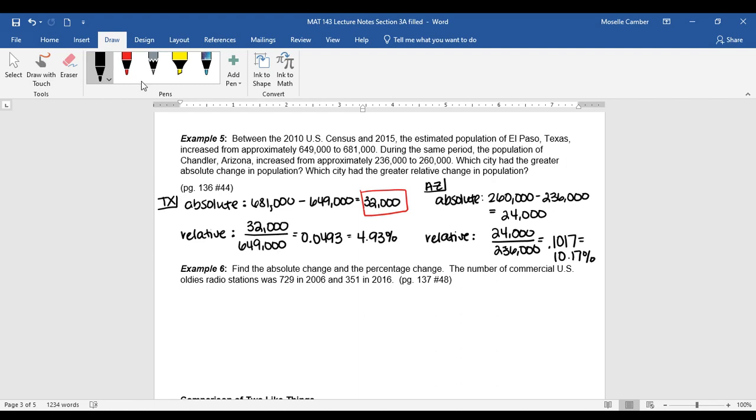So notice the difference here between this 10% and Texas is 4.93%. So even though Texas increased by more people, you would have seen the difference more in Arizona because it would increase by 10% rather than only 4.93%.